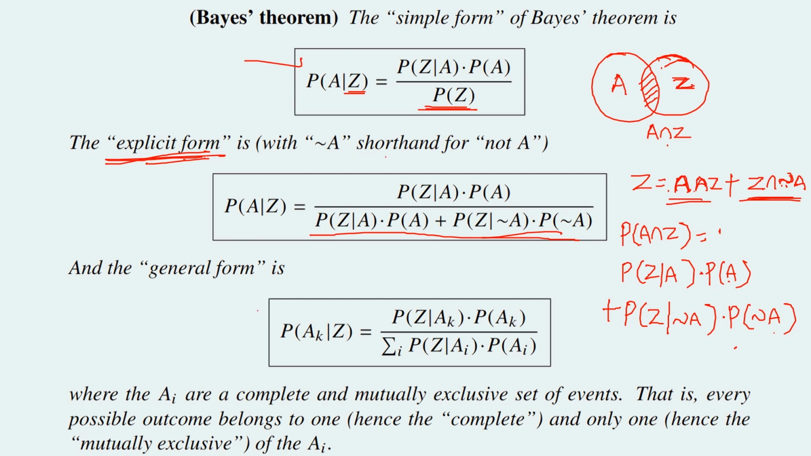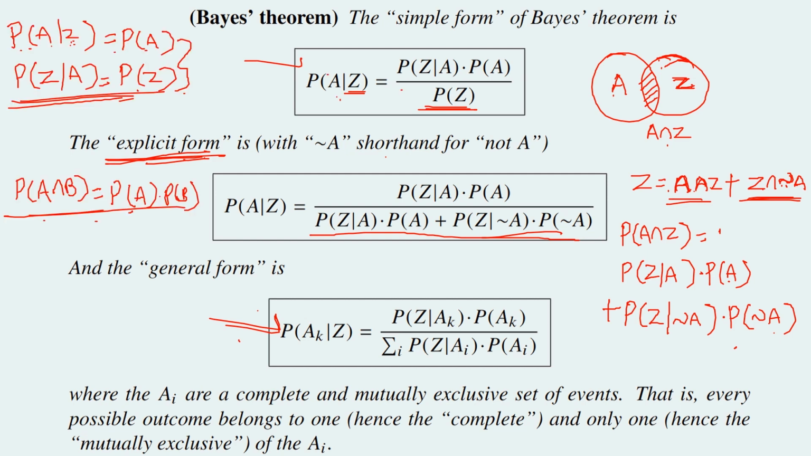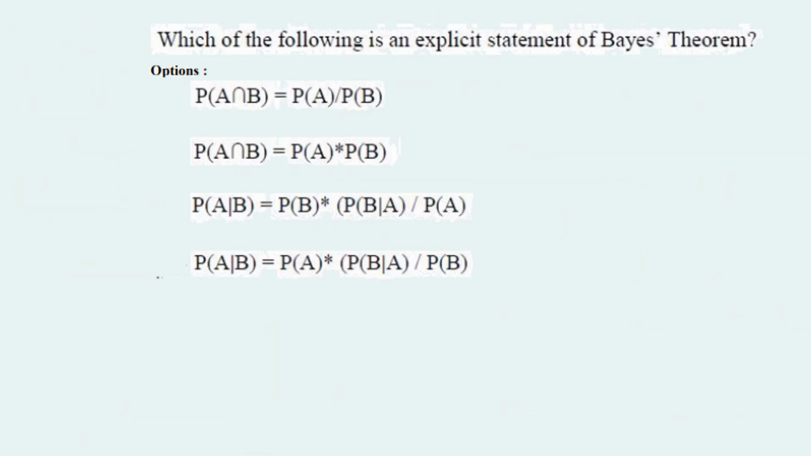The most general form is used when there exist more than 2 dependent events. Here we have seen till now A and B, that is only 2 dependent events. If there exist more than 2 dependent events, then we can go for this most general form. These are the three different forms of the Bayes theorem. Now we have understood a few basic concepts related to this question.